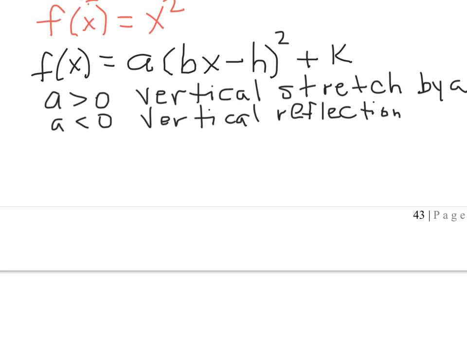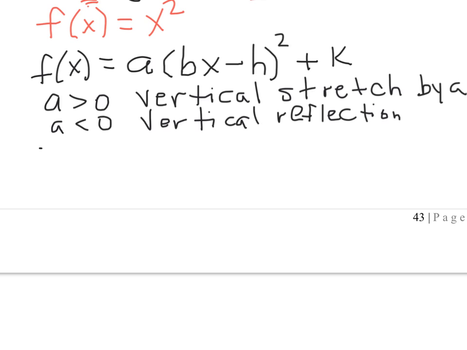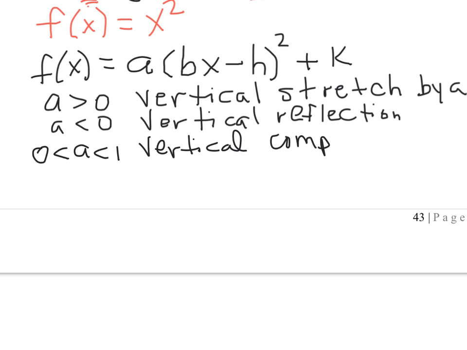Then if we have one that's between 0 and 1, 0 is less than A is less than 1, then we have a vertical compression. In other words, we are smashing it down like a pancake. So a vertical compression would be where we take the graph and we're making it wider.